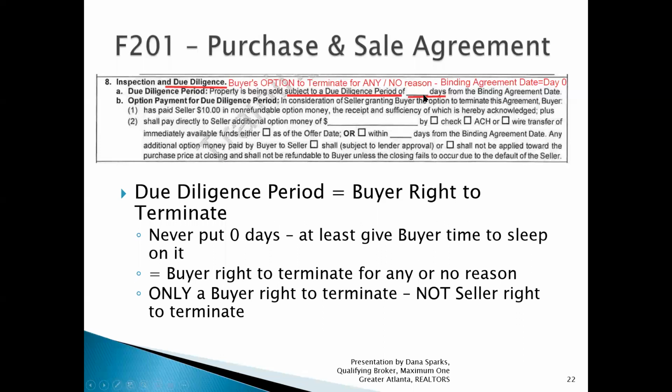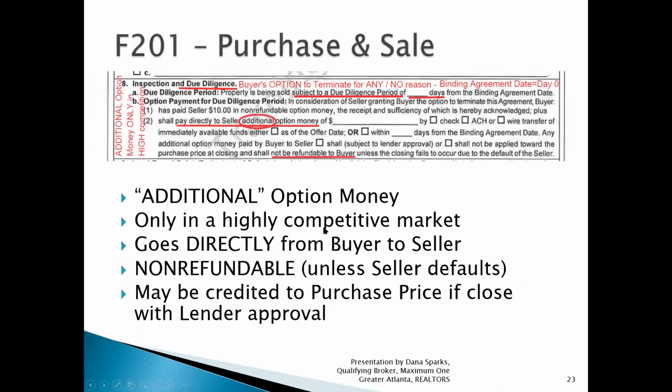Because a lot of times a buyer will think, well, I never put in earnest money. It's not at risk if I have 0 days to make my offer more competitive and I just terminate. No, they are still legally responsible for that money. And a lot of our public get this confused. A due diligence period is only a buyer's right to terminate. A seller has no termination rights during a due diligence period. If a seller terminates during this period, the seller will be in default.